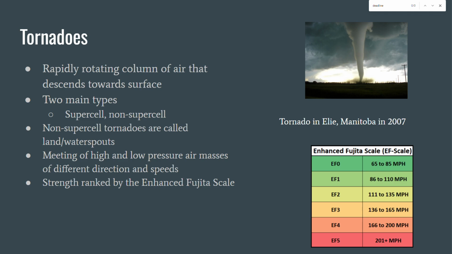The strength is ranked by the Enhanced Fujita scale, which is from 0 to 5. And you can see the wind speeds on this table here. This diagram shows the tornado in Elie, Manitoba in 2007, which was the most powerful tornado in Canadian history, which was an EF5.